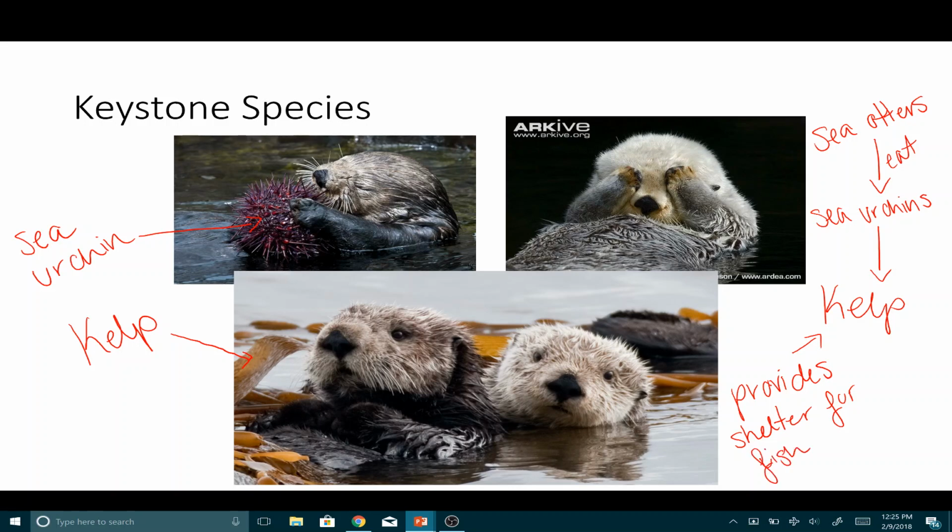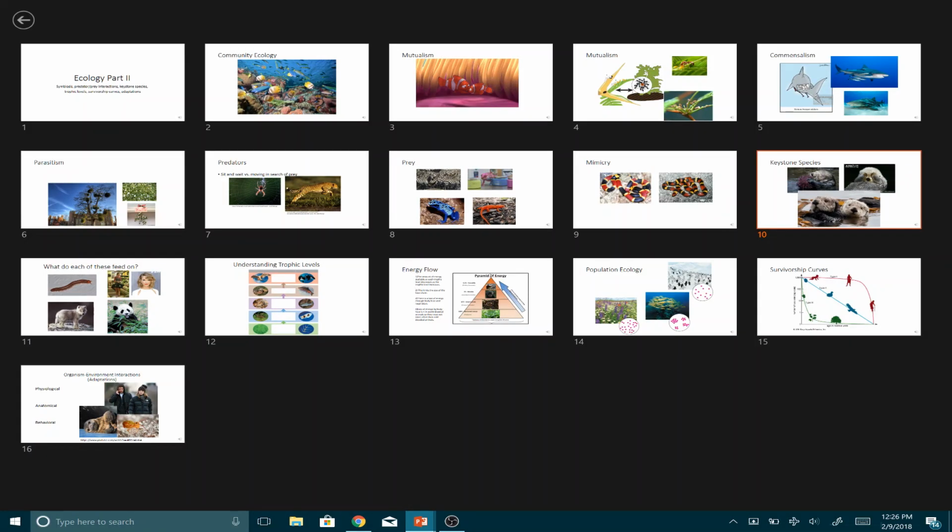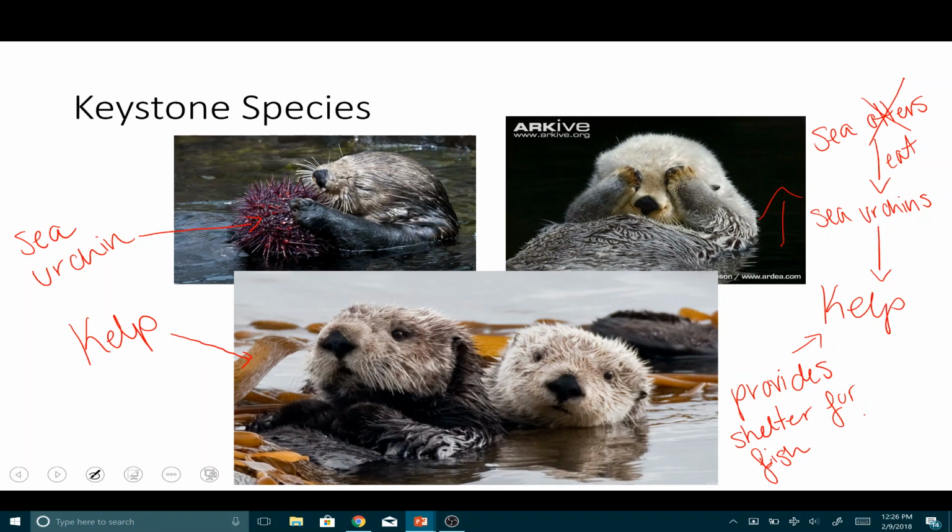Yep, sea urchins are going to increase because there's no predators. And so if sea urchin populations increase, what's that going to do to the kelp beds? Decrease the kelp beds. And so therefore, if we decrease the amount of kelp because the sea urchins eat it all, then we're also going to decrease the number of fish, because it provides the fish with home and shelter and habitat. And so it can really drastically affect an ecosystem if we remove the keystone species.